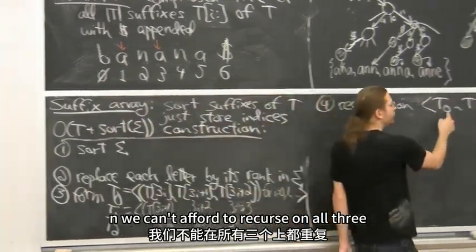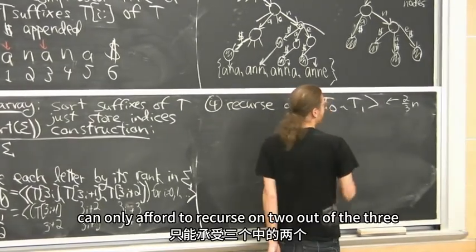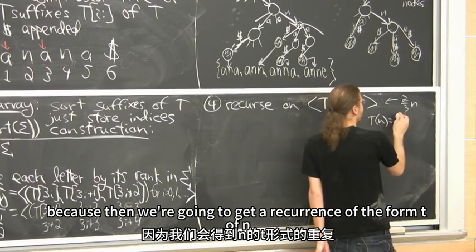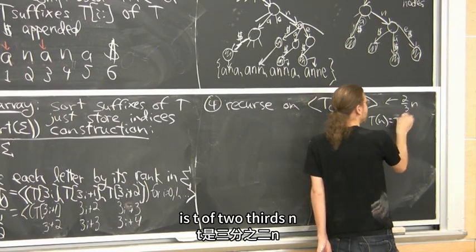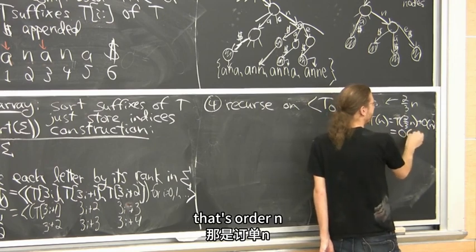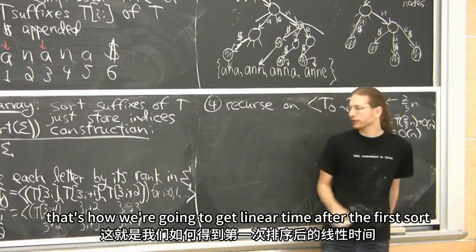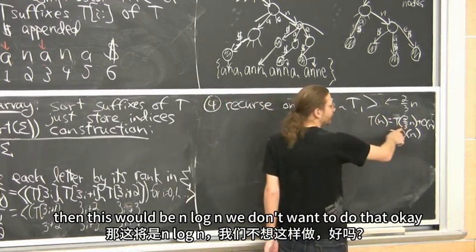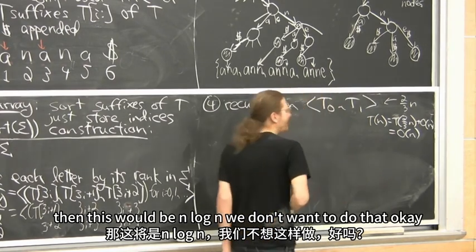We can't afford to recurse on all 3. We can only afford to recurse on 2 out of the 3, because then we're going to get a recurrence of the form T(n) = T(2/3 n) + O(n). And this is geometric, so that's O(n). That's how we're going to get linear time after the first sort. If this was 3/3 n, then this would be n log n. We don't want to do that.